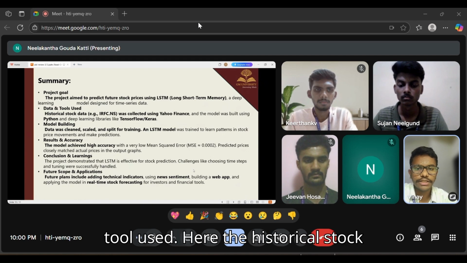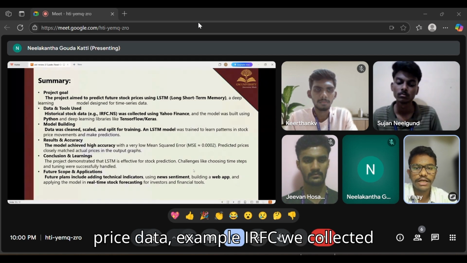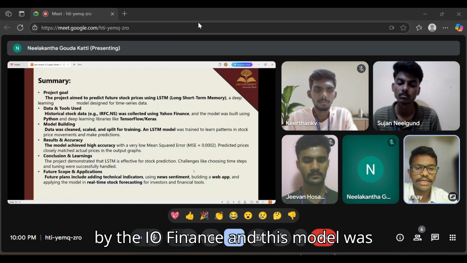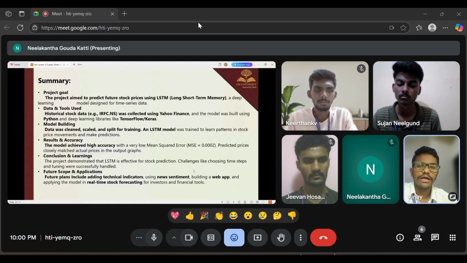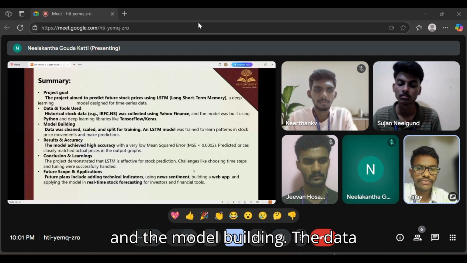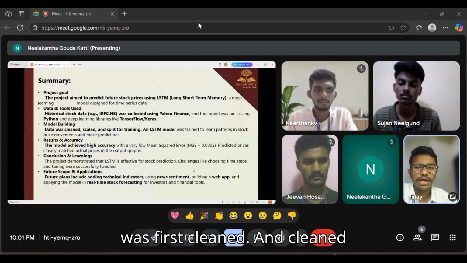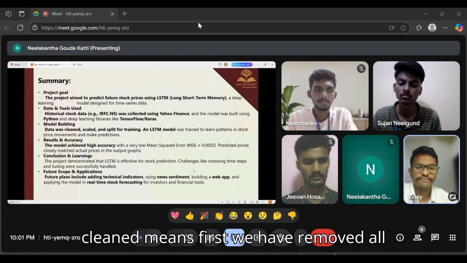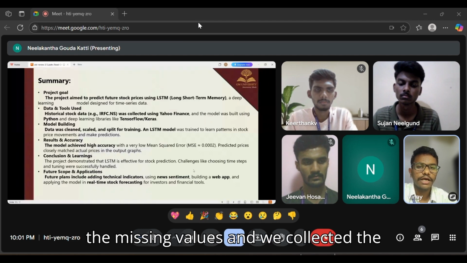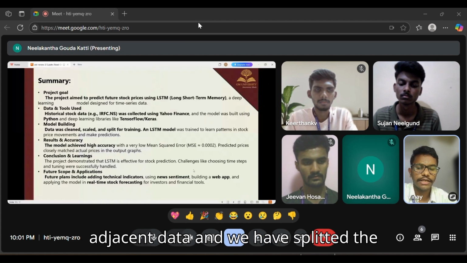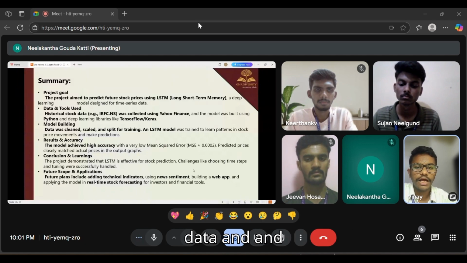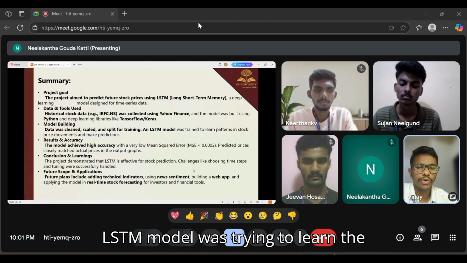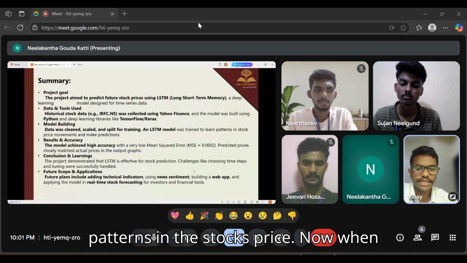Data and tools used. Here the historical stock price data, for example IRFC, we collected from Yahoo Finance. And this model was built with Python and deep learning tools like TensorFlow and Keras. In the model building, the data was first cleaned, and cleaning means we removed all the missing values, and we collected the adjacent data, split the data, and trained and tested the data, and an LSTM model tried to learn the patterns in the stock's price.